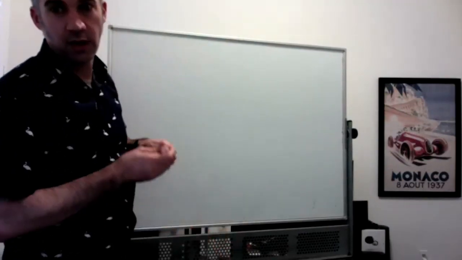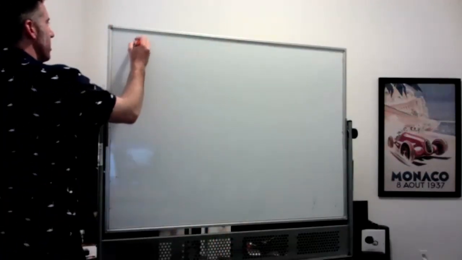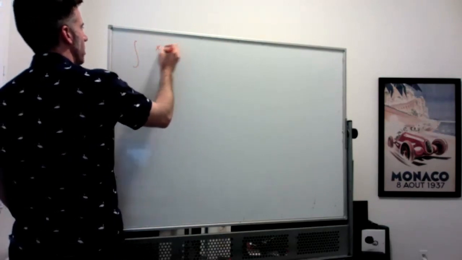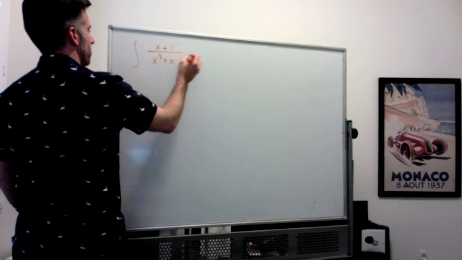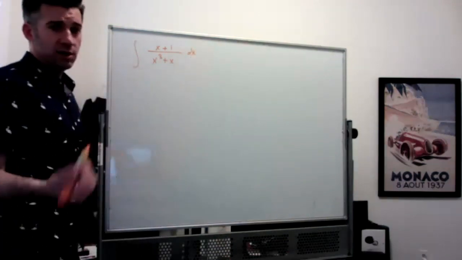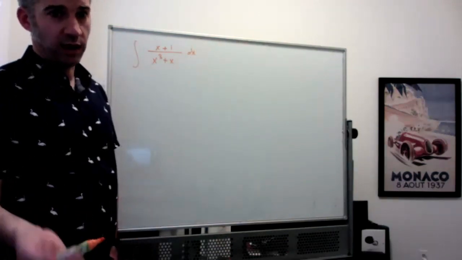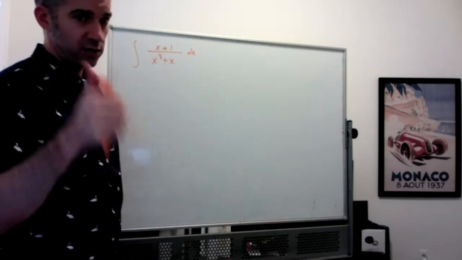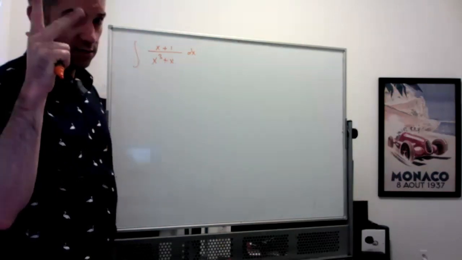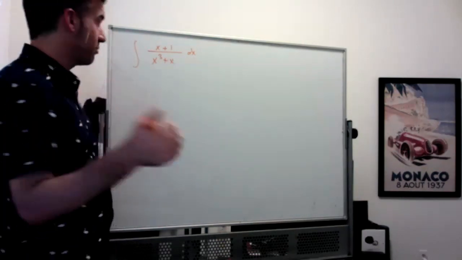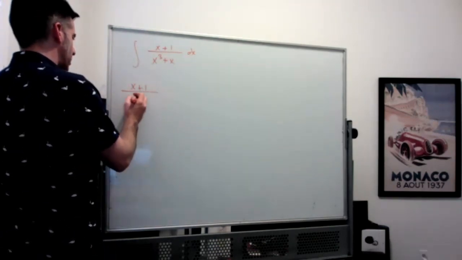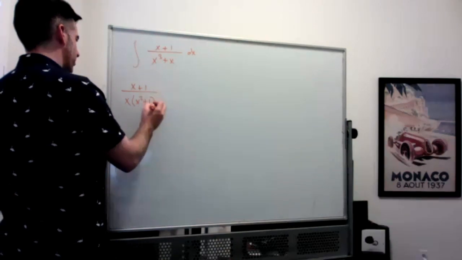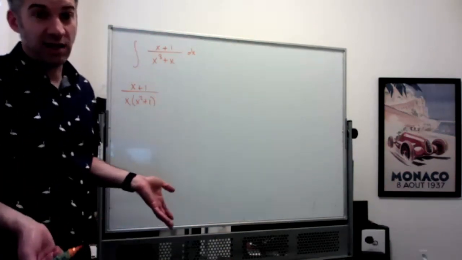So let's look at one of these irreducible quadratic factors. Let's say we want to find the integral of x plus 1 over x cubed plus x. Still meets all the criteria for partial fractions, right? The rational function, degree on top is less, and the bottom does factor. So I'm going to write this as x plus 1 over x times x squared plus 1. And that does not factor anymore.